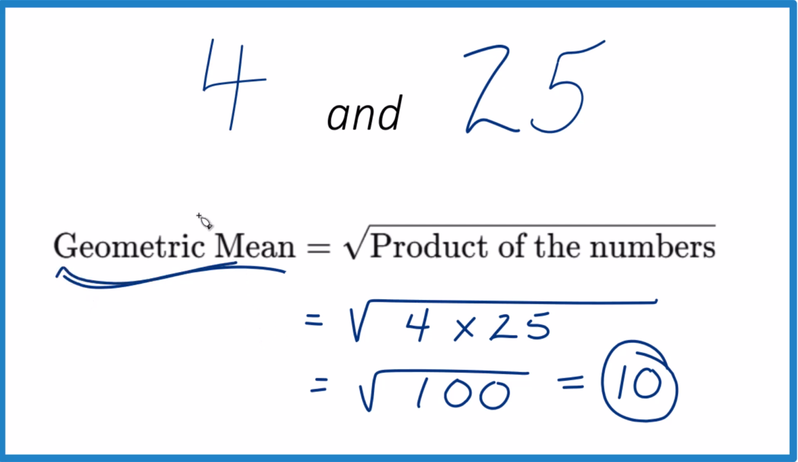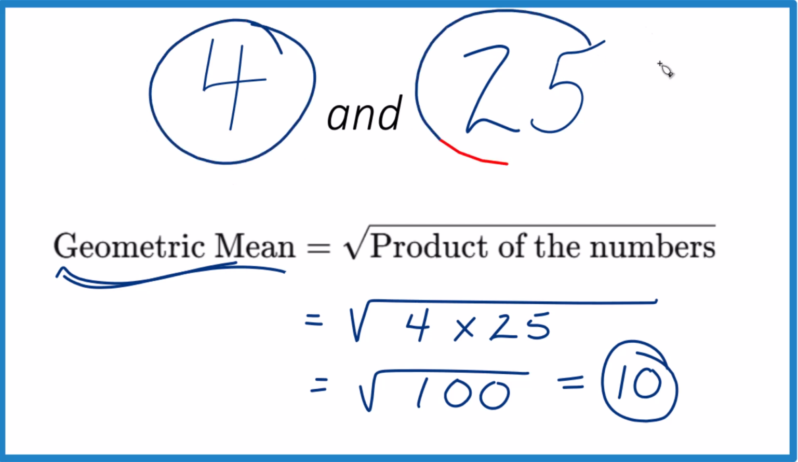This is Dr. B with the geometric mean of 4 and 25. The answer, that is 10.